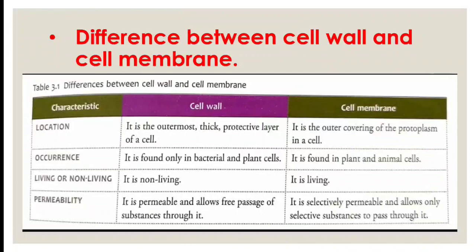Living or non-living: the cell wall is non-living, whereas the cell membrane is living. Permeability: the cell wall is permeable and allows free passage of substances through it, whereas the cell membrane is selectively permeable and allows only selective substances to pass through it.